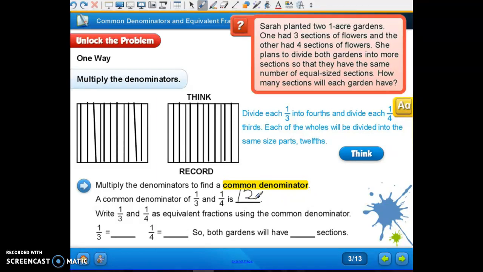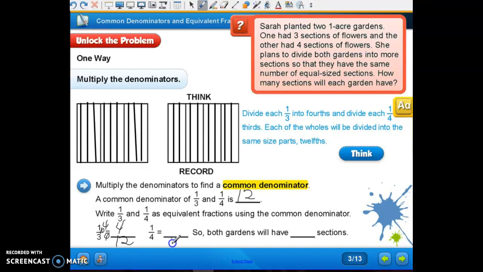Write 1/3 and 1/4 as equivalent fractions using the common denominator. So we want the denominator now to be 12. What did I have to do to 3 to get it to be 12? Multiply it by 4. So if I multiply my denominator times 4, I've got to multiply my numerator times 4. So now I have 1/3 is equivalent to 4/12. That means they are equal.